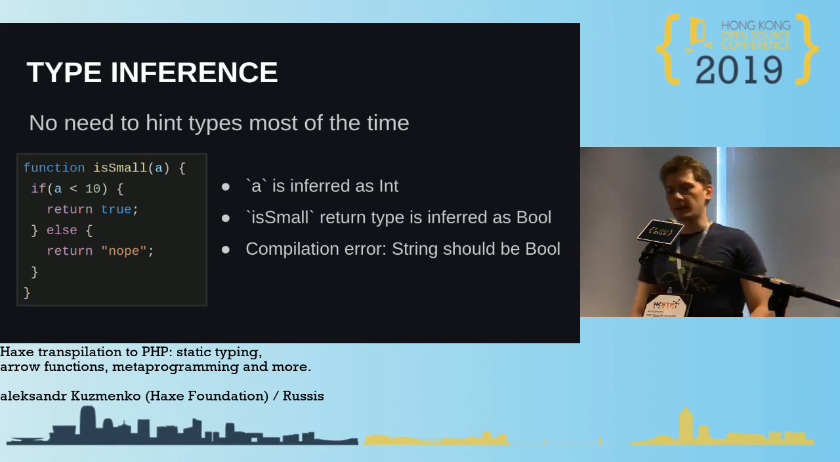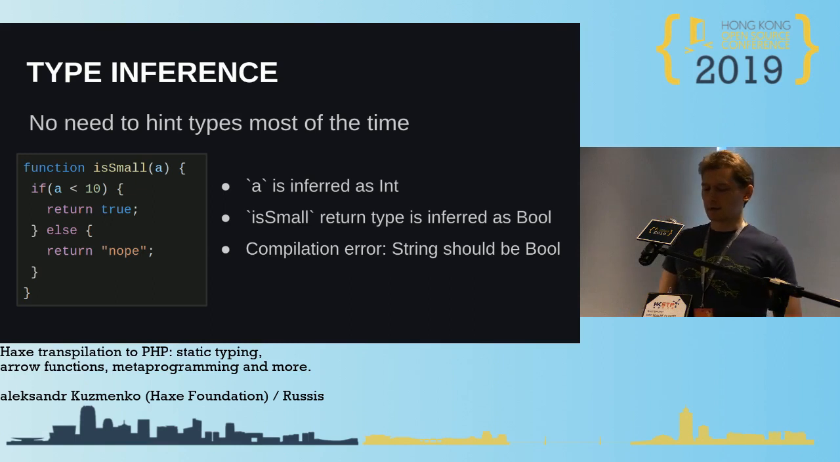But in Haxe, like in this example, the compiler can infer the type of the variable based on the usage of that variable. For example, from the first line, the compiler sees that the programmer compares a to an integer, and then the inferred type of a is integer. Then from the second line, the compiler infers the return type of the function as a boolean.